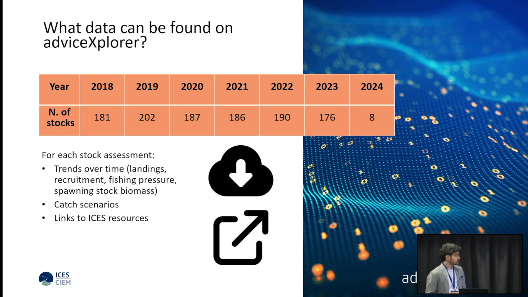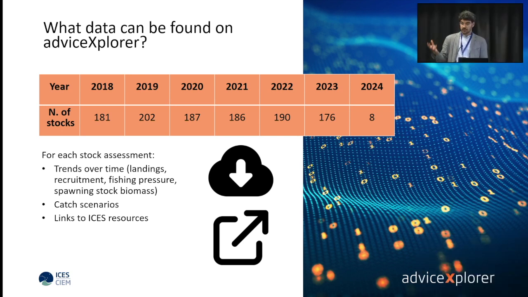So what can we find on adviceXplorer? Here on the table, you can see the years of stock assessments we have at the moment. ICES in general publishes around 180 stock advice every year. So we are in line with what has been published so far. For each stock assessment, the user can download trends over time, which include landings, recruitment, fishing pressure, spawning stock biomass. It can visualize the catch scenarios, as well as access links to ICES resources.